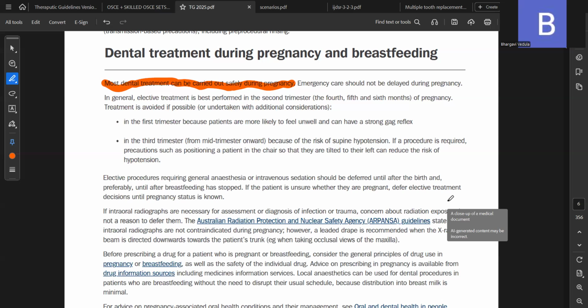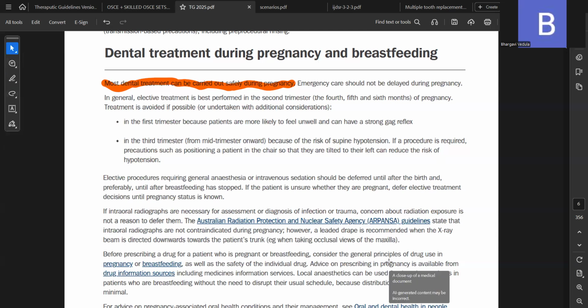Elective procedures requiring general anesthesia or IV sedation should be deferred until after birth and preferably until after breastfeeding has stopped. If the patient is unsure whether they are pregnant, if the patient is of an age at which they could get pregnant or they are newly married, you should ask. That is what is important in history taking. We should ask them, are you expecting anything? Are you expecting to be pregnant? We should ask those questions.